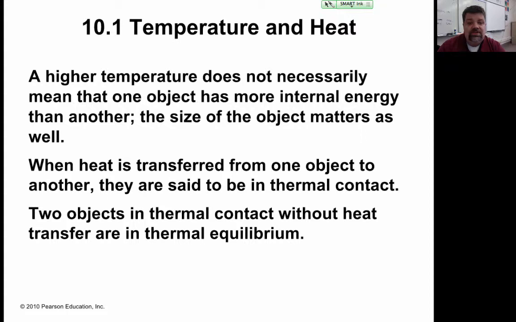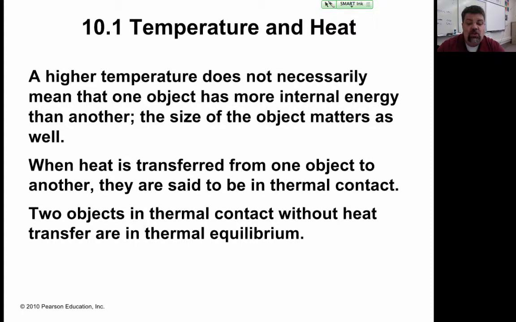So a higher temperature does not necessarily mean that one object has more internal energy than the other. The size of the object matters as well. Actually, the molecular bonds make a difference too. When heat is transferred from one object to another, they are said to be in thermal contact. So when I touch something that's hot or I touch something that's cold, there's a temperature difference between myself and what I'm touching, and what I feel or experience is a transfer of energy.